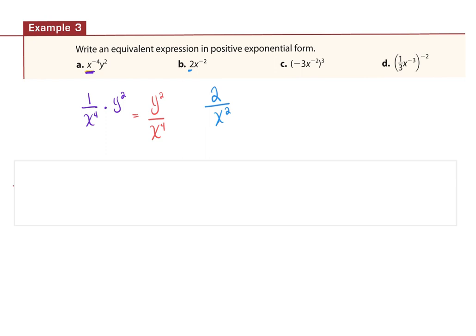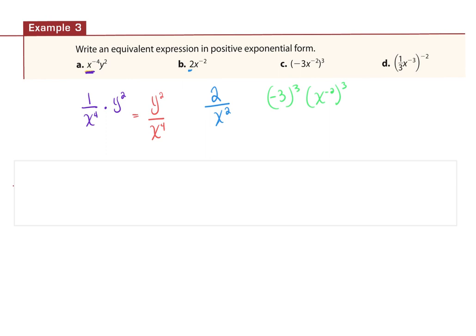Let's look at this next one. Before I can even think about what's going on as far as my exponents on the inside, I need to do that exponent on the outside first. So I need to say that is negative 3 cubed, and that is x to the negative 2 cubed. So I want to do all of that first.